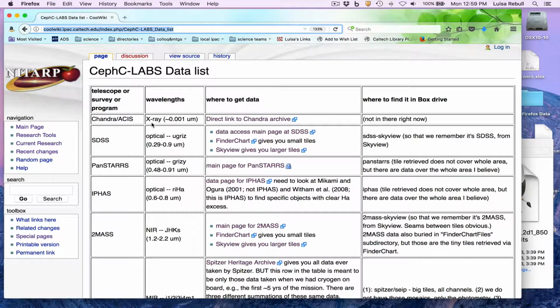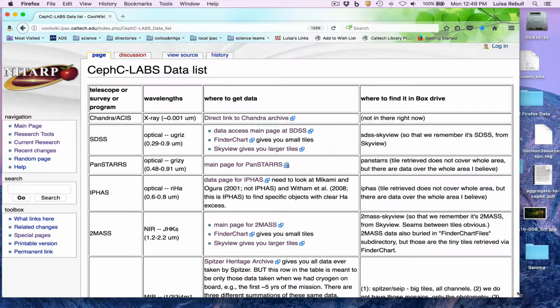As I think I mentioned before, last year we had terrible confusion about what data I had and where I'd put it for you, and where you could go to get your data in the future. So here's a hopefully quick overview of all the data that we have for the CephC-LABS project.